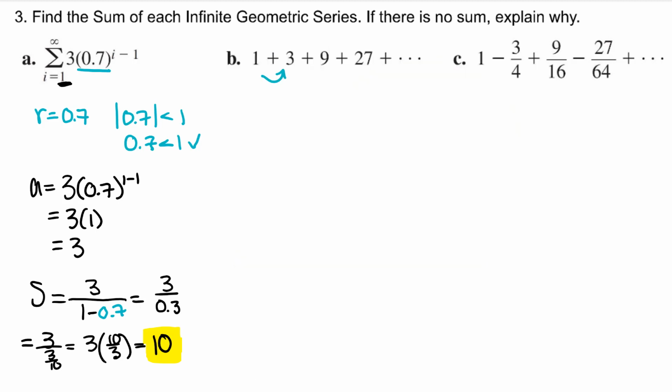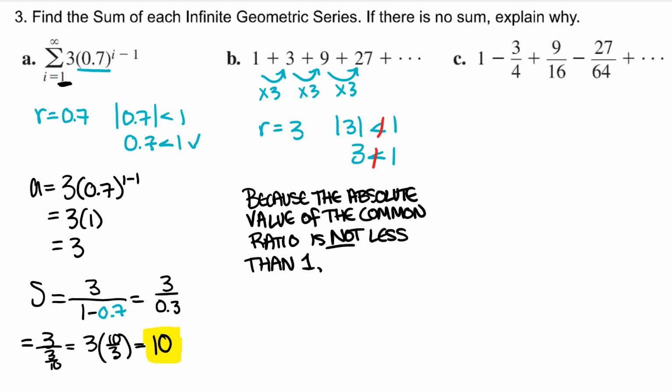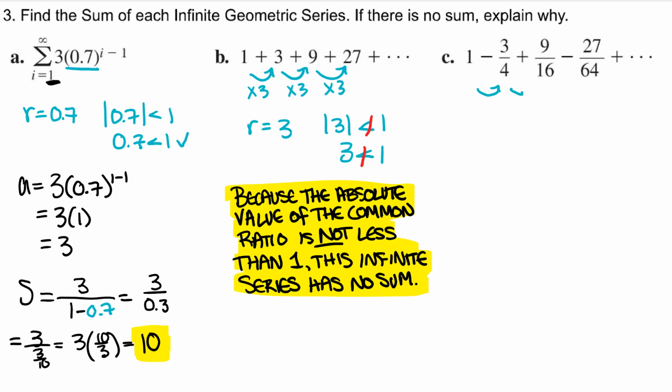So cool. Let's find the common ratio for part B. That looks like 3. Is the absolute value of 3 less than 1? No, it is not. Because the absolute value of our common ratio is not less than 1, this infinite geometric series does not have a sum. Let's find the common ratio for C.